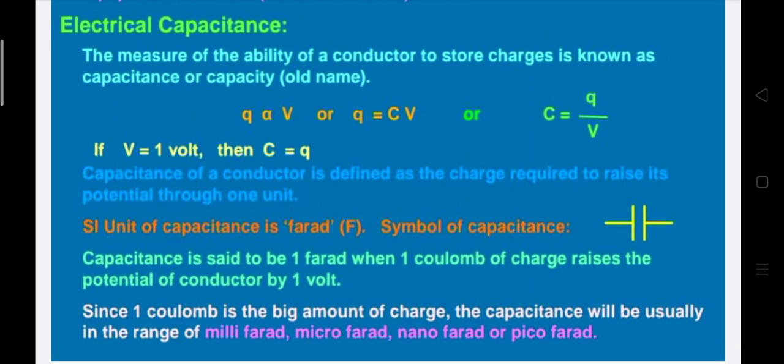Now we come to the unit of capacitance. The SI unit of charge is coulomb, potential is volt, and C is equal to Q upon V, so it is coulomb upon volt, that is 1 coulomb per volt, which is equal to farad, represented by capital F. So 1 farad is equal to 1 coulomb per volt. We use smaller units such as millifarad, microfarad, nanofarad or picofarad, because 1 farad is a very big unit.